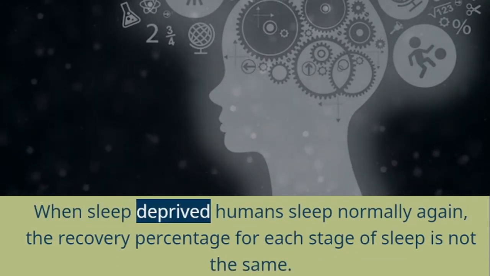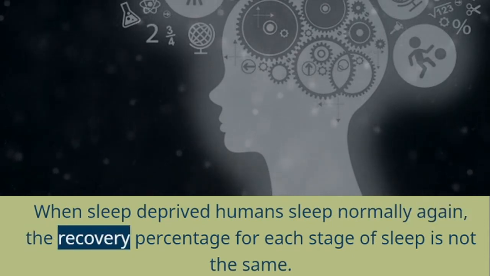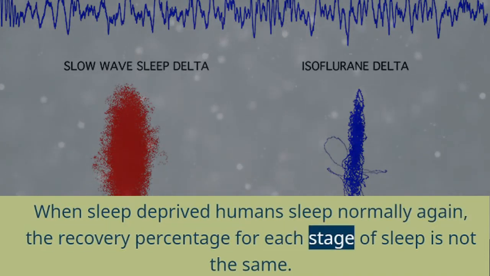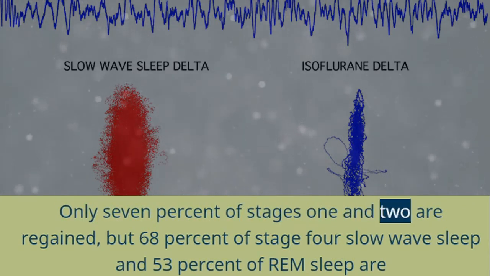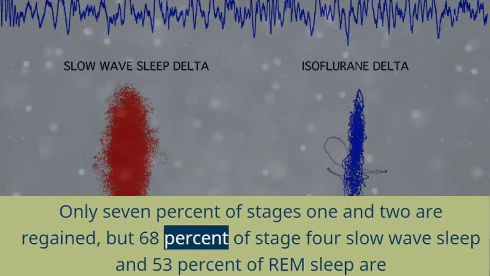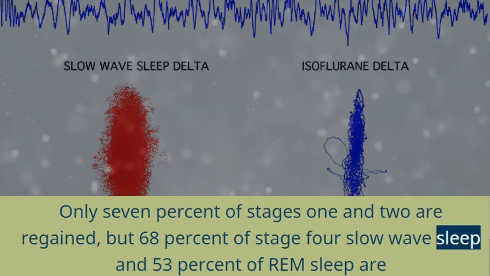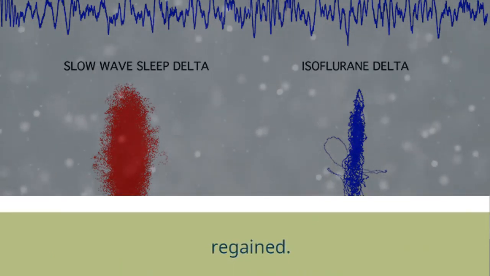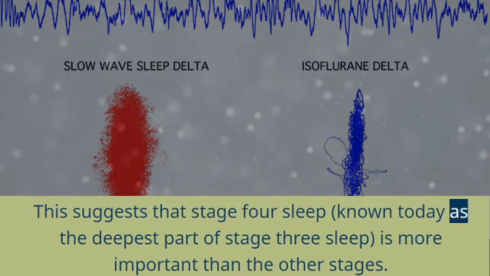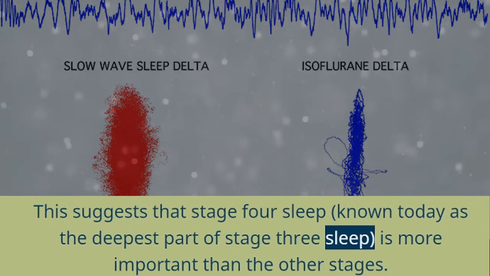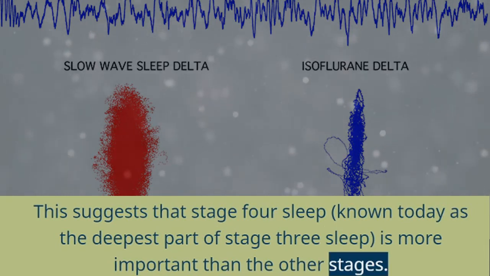When sleep-deprived humans sleep normally again, the recovery percentage for each stage of sleep is not the same. Only 7% of stages 1 and 2 are regained, but 68% of stage 4 slow-wave sleep and 53% of REM sleep are regained. This suggests that stage 4 sleep, known today as the deepest part of stage 3 sleep, is more important than the other stages.